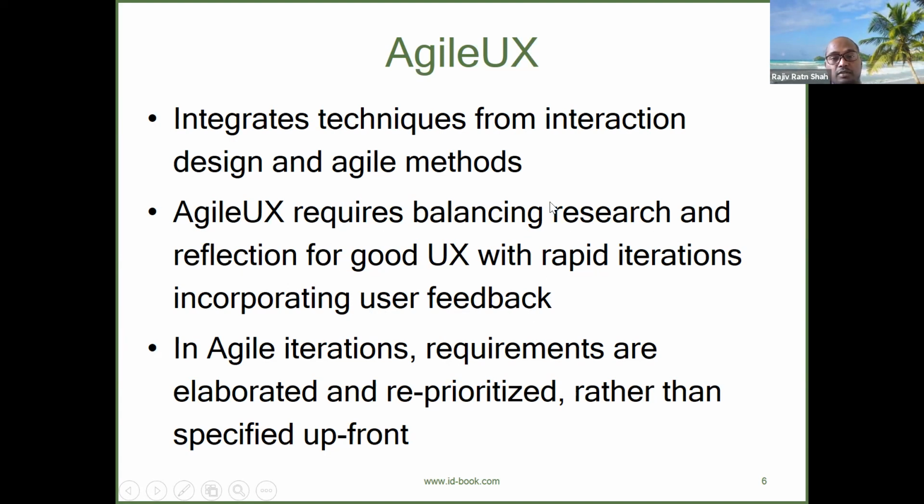So the research and reflection of good UX takes care of the interaction design part, and the rapid iteration incorporating user feedback takes care of the agile methodology. So in agile iteration, requirements are elaborated and reprioritized rather than specified upfront. So as I said earlier in the slide, right?